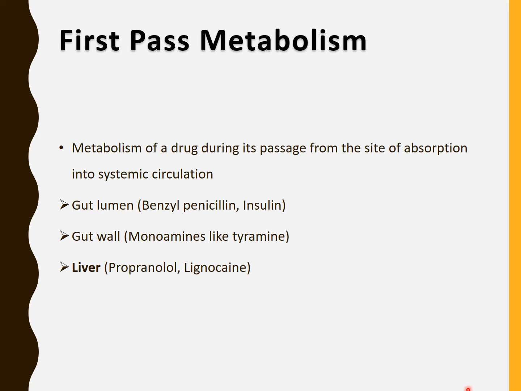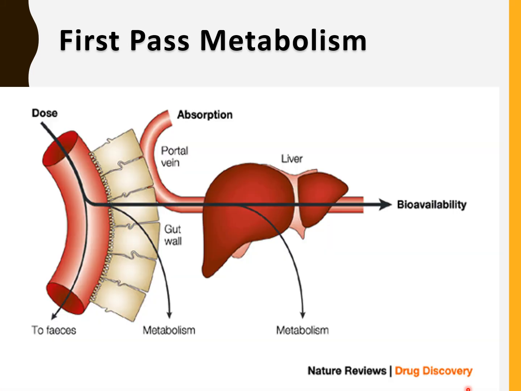So these drugs are very rarely given by the oral route. Benzyl penicillin, insulin, and thiamine are not given orally. Propranolol and lignocaine can be given, but in very large amounts. Propranolol has to be given in a large amount to reach the systemic circulation. So first pass metabolism will decrease the bioavailability of drugs.